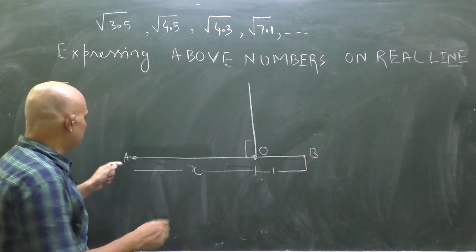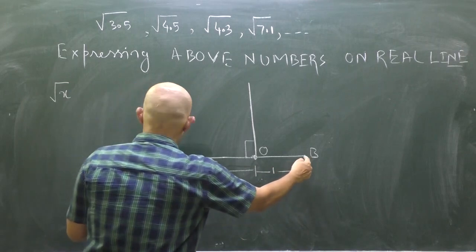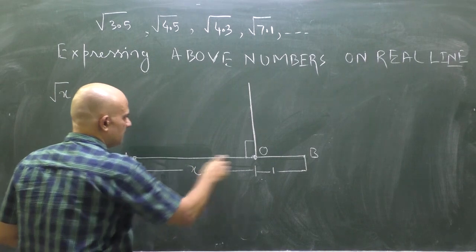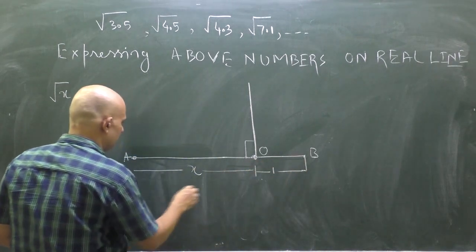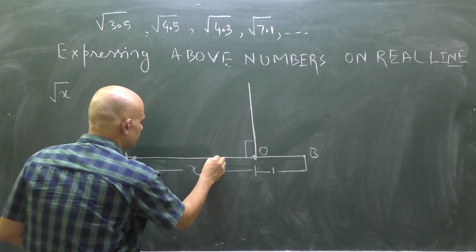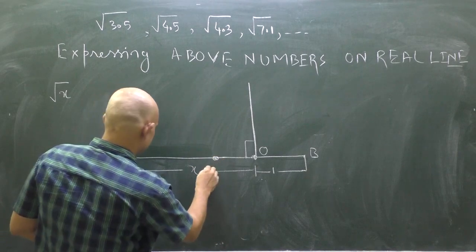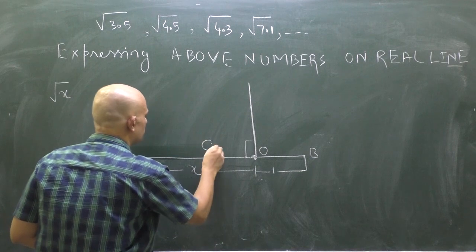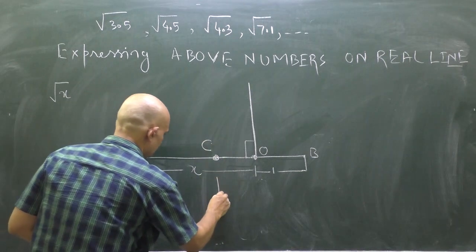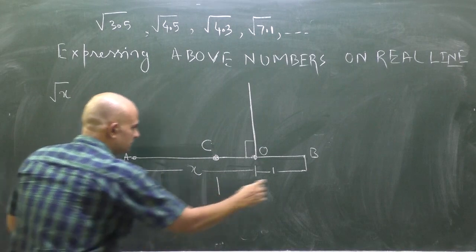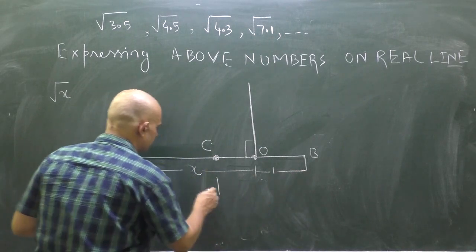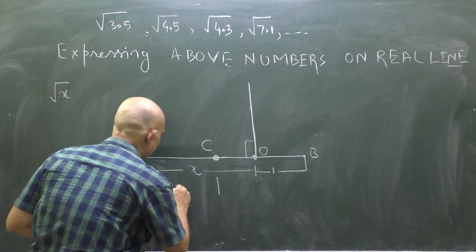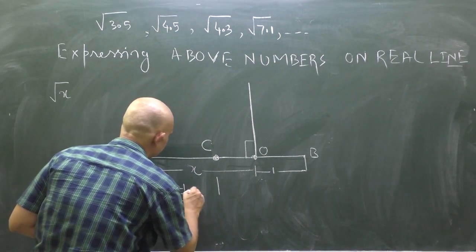Now take the midpoint of AB. What is the midpoint of AB? The midpoint of AB will be somewhere here. Let this midpoint be C. If this whole length is x plus 1, then this length will be (x plus 1) by 2.